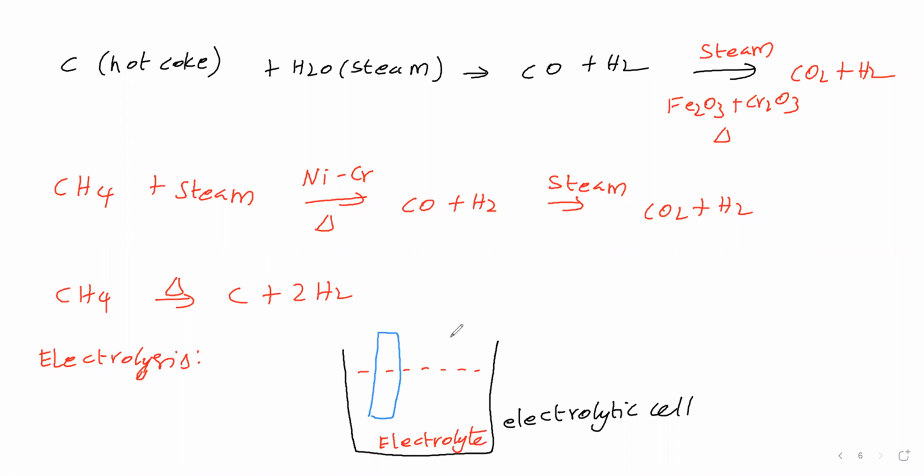Here one metal rod and another metal rod we are dipping. These two metal rods are called electrodes. One is cathode, one is anode, like this.